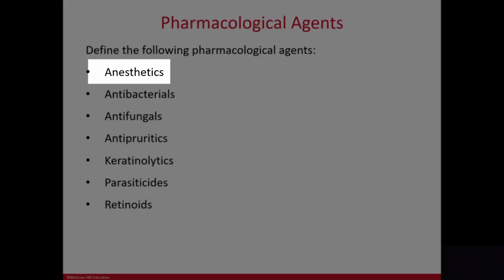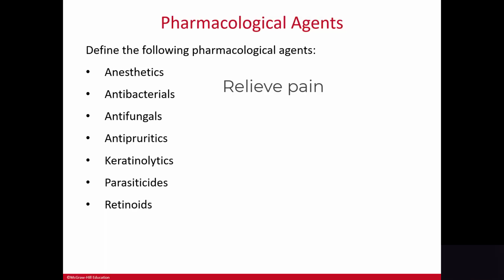So the first one is anesthetics. Anesthetics relieve pain on the surface of the skin. So it's not an all-over pain reliever, it's only on the surface. Anesthetics like benzocaine, that's a common numbing agent, can be used for numbing the area prior to an injection, for something like mouth ulcers, or for teething pain, like Ambesol in babies.